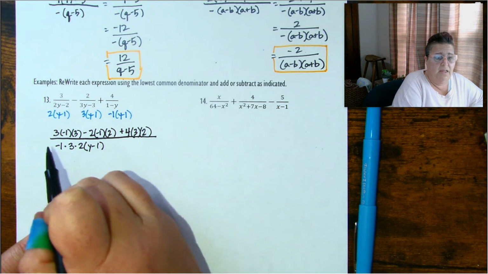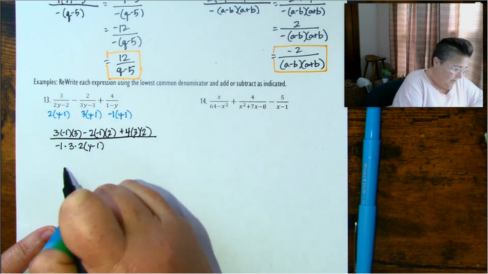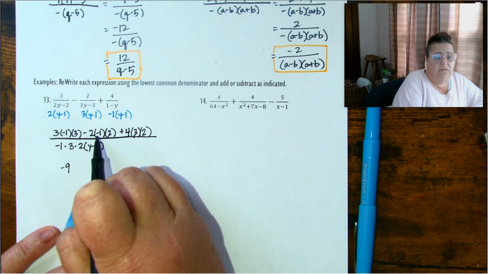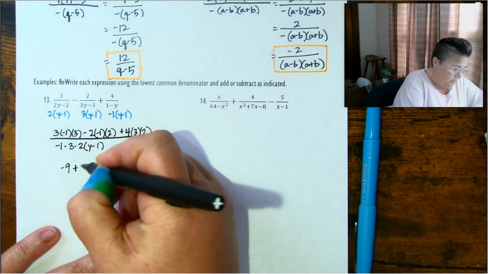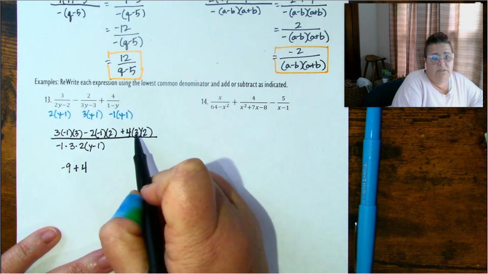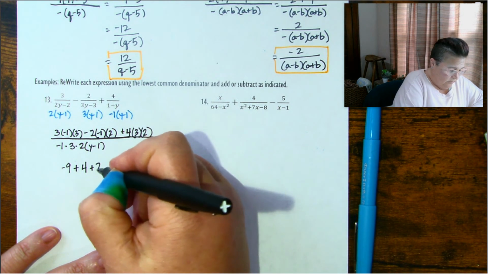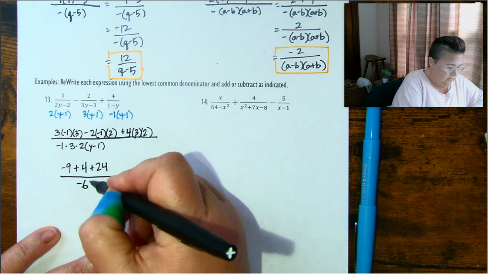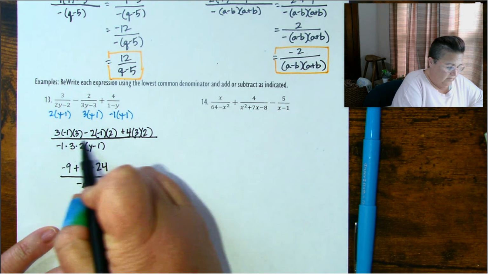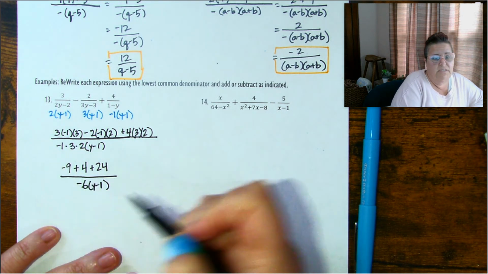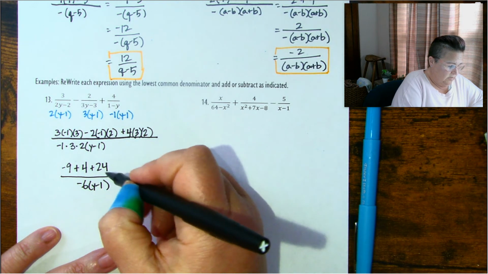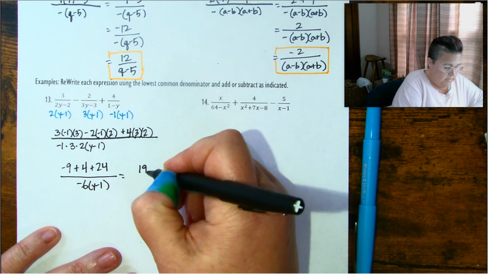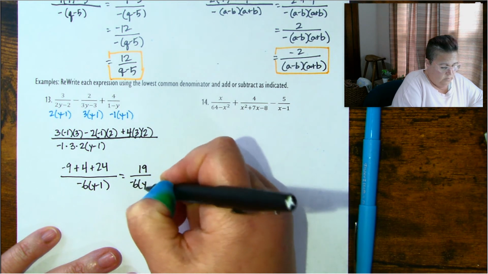Now to simplify, I'm going to multiply through each grouping here. That's going to be a negative 9 minus 2 times a negative 1 is 2 times 2 is 4. So it's going to be plus 4. Plus 4 times 3 is 12 times 2 is 24. All of this over, I'm just going to write it as negative 6. Because now that I've got that part figured out, I don't need to have those listed. So that's going to be a negative 9 plus 4 is a negative 5 plus 24 is 19 over a negative 6y minus 1.